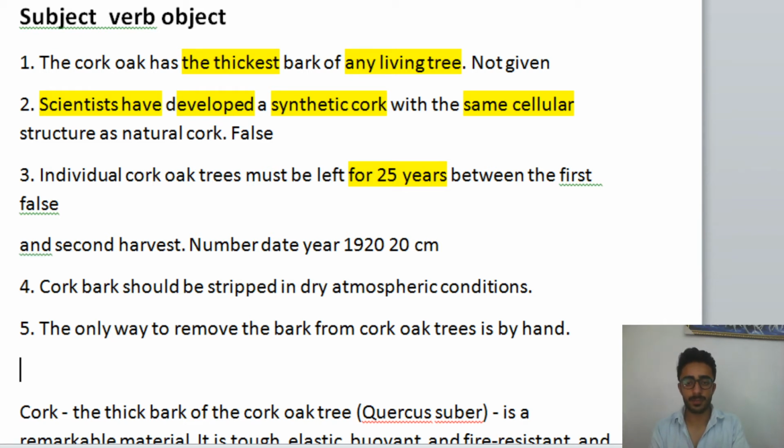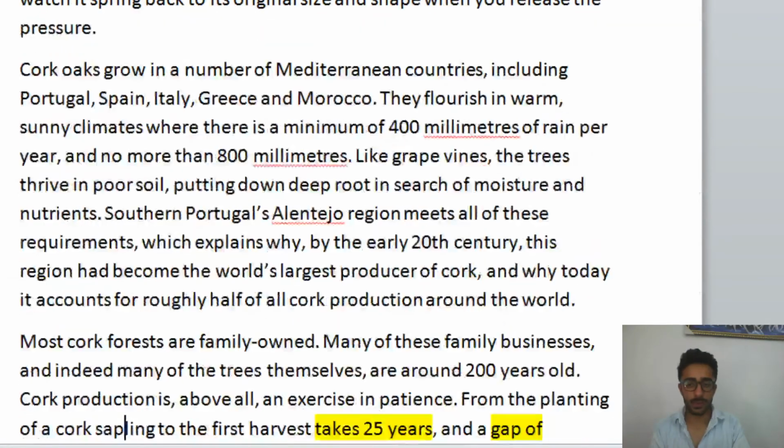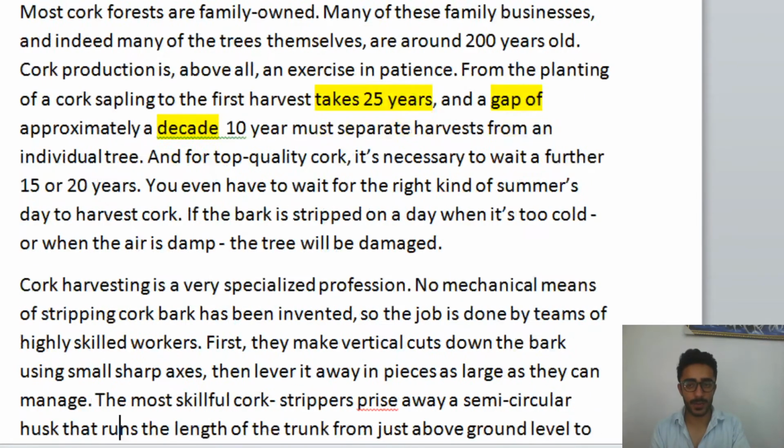Okay, so let's move to the next question, and this question I'm going to leave to you. Cork should be stripped in dry atmospheric conditions, meaning you need to find any weather type of condition here, some kind of atmosphere that is required, and that is dry. Cork should be, like they are asking, they are giving advice. So if I move to the word "stripping," just as I mentioned, the questions and the answers are always found in sequence.